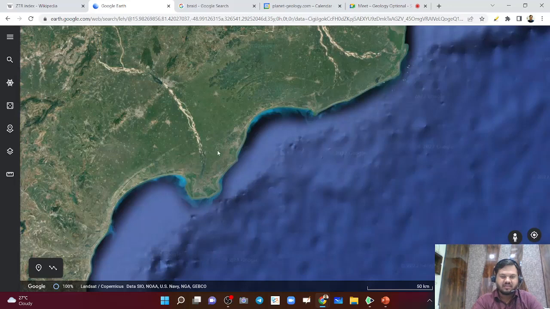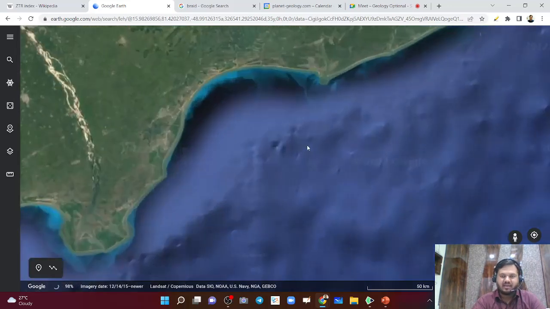Are you able to see this? This is Krishna River. So that is why we call this area the Krishna Godavari Delta in our general studies. Right? दिख रहा है ना ये?